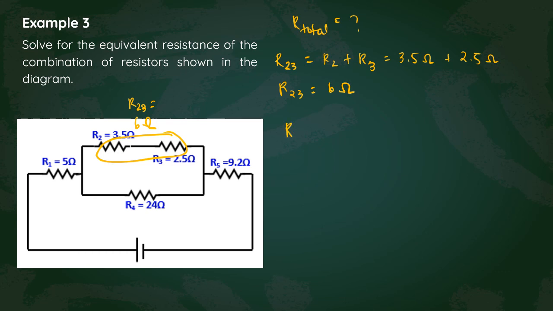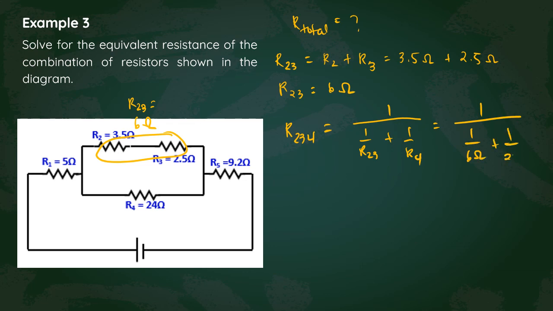So the equivalent resistance of R23 and R4, since they are parallel, is 1 over R23 plus 1 over R4. It's R23 because we already combined 2 and 3. Substituting your values, that's 1 over 6 ohms plus 1 over 24 ohms. So your R234 will be equal to 4.8 ohms. So that's for R234.